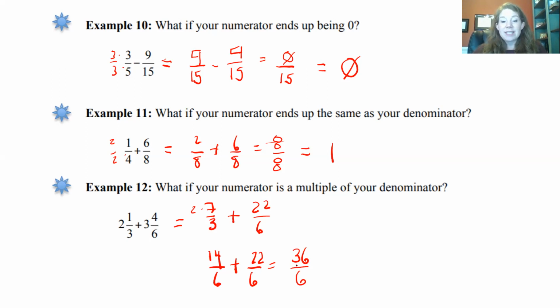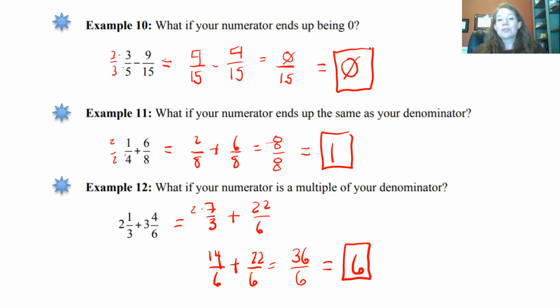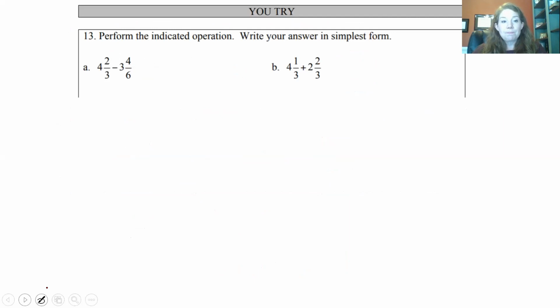Well, 36 divides evenly by 6. So 36 divided by 6 is 6. You don't need to write 6 over 1 because 6 divided by 1 is just 6. So these are 3 special types of answers that you will come across for sure. You might get the answer of 0, you might get the answer of 1, and you might get a whole number. So that will happen.